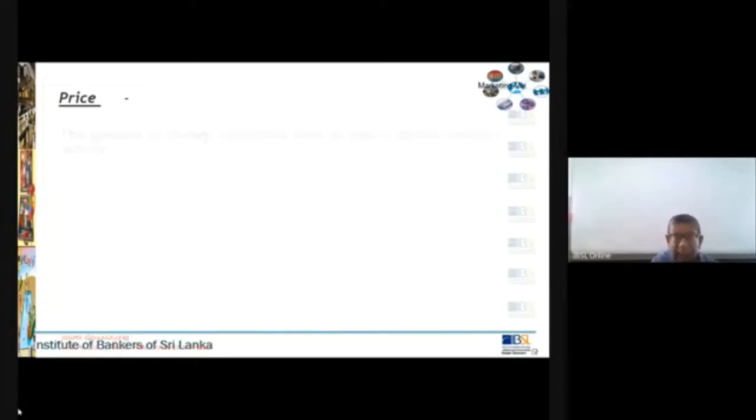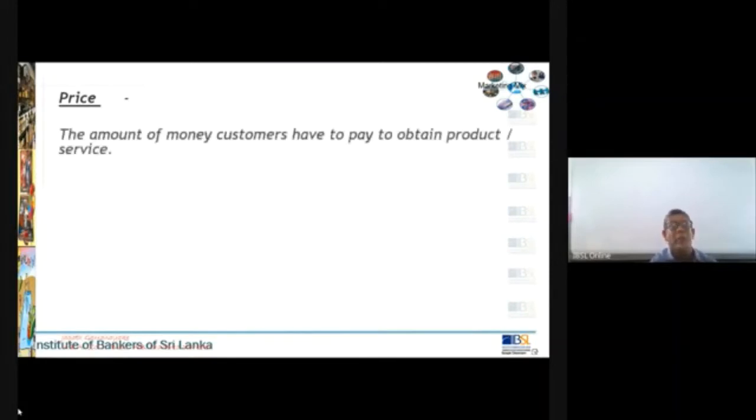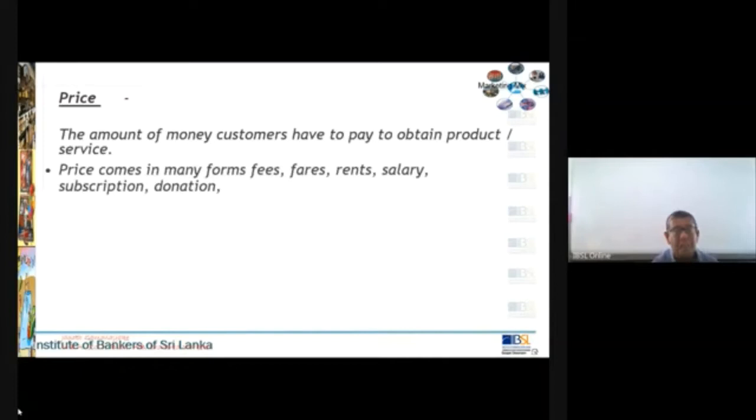Now, price can come in many forms. It can be fees, commissions, rent, charges, as well as salary, subscription, donation, interest rate. All can be considered as a price. So for a bank, the price is the interest rate and fee-based income, commission.